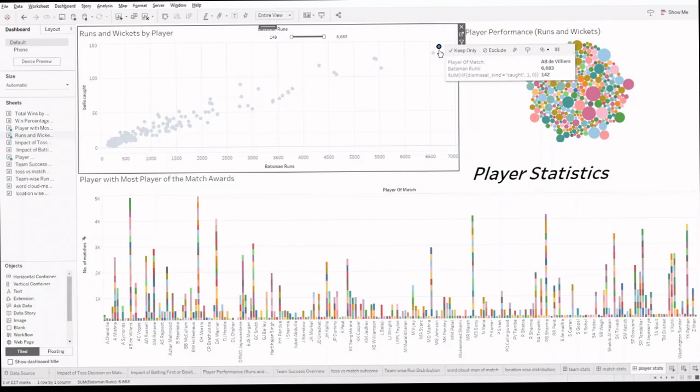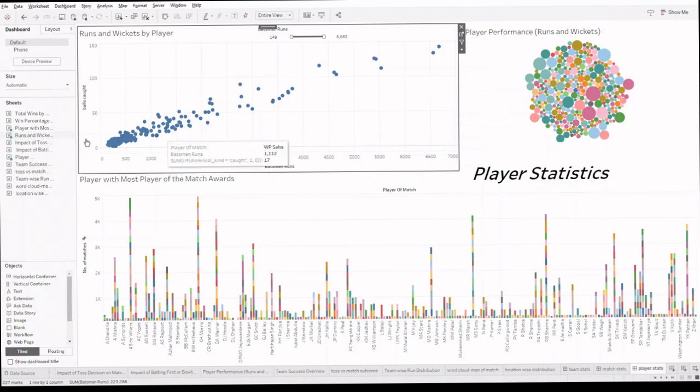Here, AB de Villiers is the person who caught 142 balls, yet he scored 6,700 runs. That's kind of interesting, obviously. And here's the person with the least, who just caught three balls, gave three wickets and got 180 runs. So this is in a whole IPL season, or rather, in their whole career.